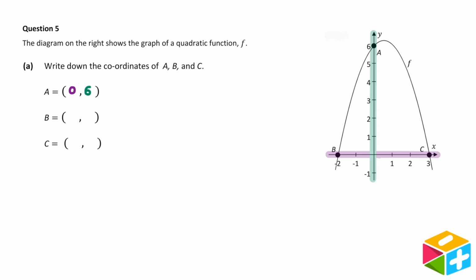Point B has a horizontal x value of -2 and a vertical y value of 0. So the coordinates are -2, 0. C has a horizontal x component of 3 and a vertical y component of 0, so the coordinates are 3, 0.